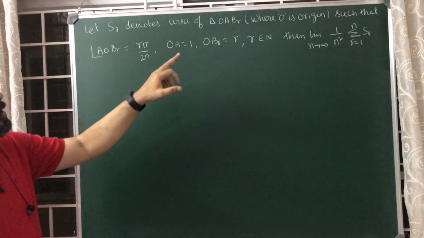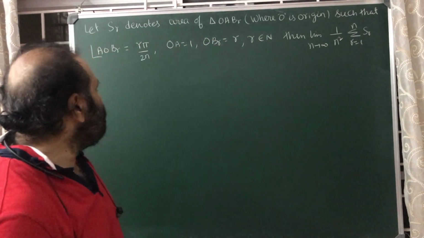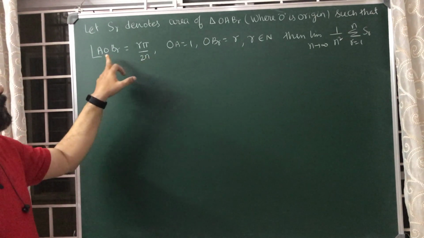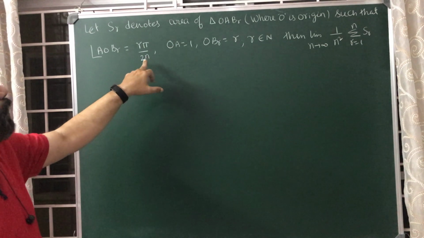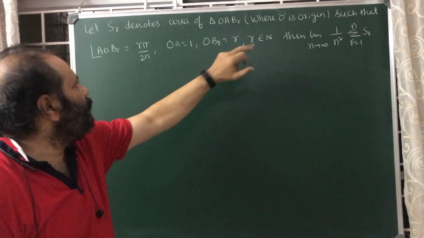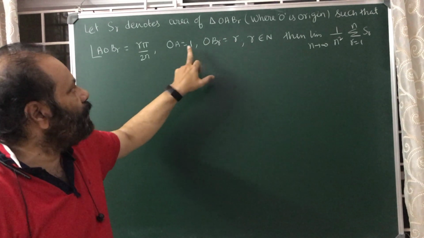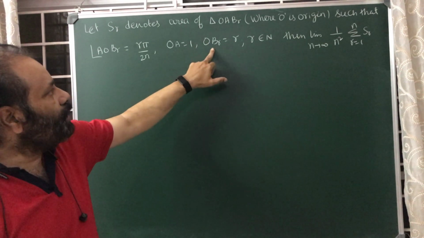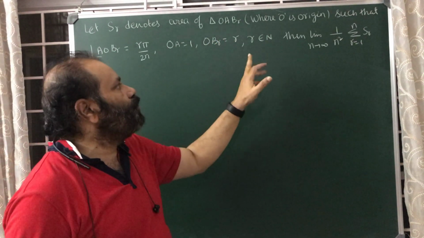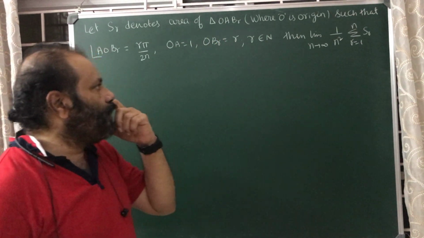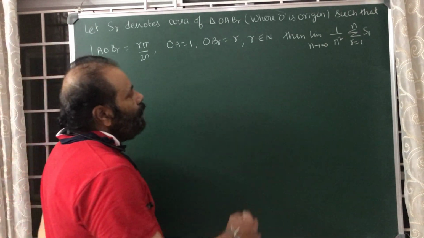Let S_r denote the area of triangle O A B_r, where O is the origin, such that angle A O B_r, the angle between those two sides, is r pi by 2n, where n is a natural number and r belongs to N. OA equals 1, OB_r is equal to r. One length is always fixed, this is 1. The other length is r. Based on the size, it is going to change. Then limit n tends to infinity of 1 by n squared, sigma r equals 1 to n of S_r.